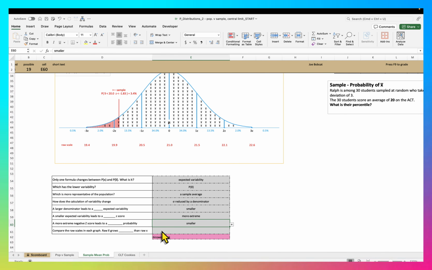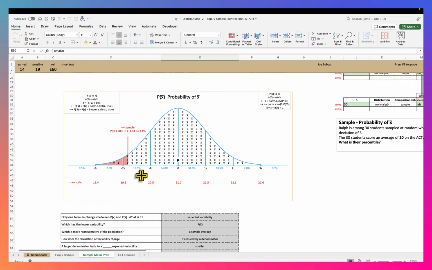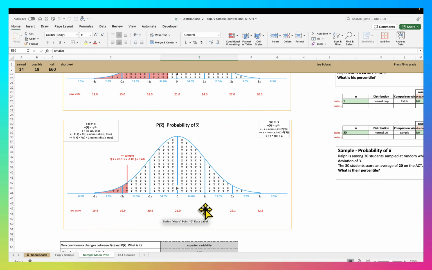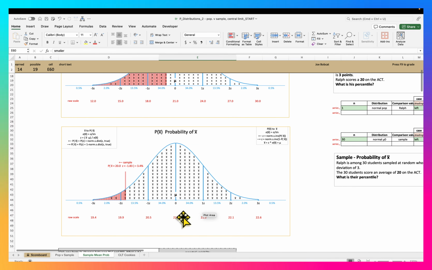Compare the raw scales in each graph. Raw x bar grows, here's raw x bar, much more slowly. See how the scale's going up much more slowly than raw x?